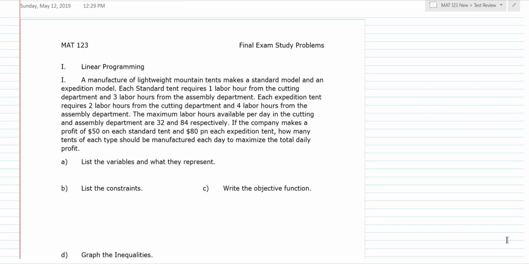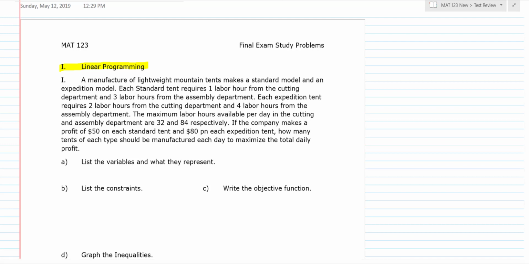Right, so the first example that I want to look at is with linear programming, and students oftentimes have a hard time setting these problems up, but oftentimes once they're set up, they're not that hard to do. It's kind of what I found. So I'm going to read the problem and kind of show you how I think through this.